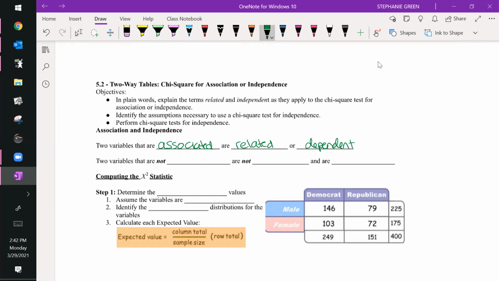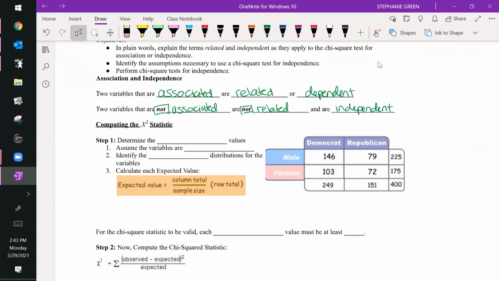Those are associated variables. On the other hand, two variables that are not associated are variables that are not related, and we also call those independent variables. So it'd be easy to think of two different categorical variables that are not related in any way. We could talk about the weather again and relate that to, I don't know, your grades in school. The weather should not be related to your grades at all. So we would say those two variables are independent.